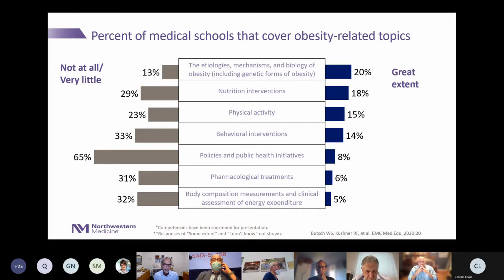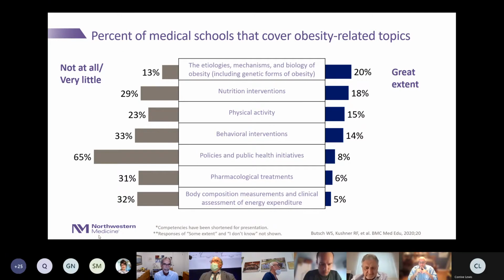What we're looking at are topics that you could teach in medical school, and this is a Likert scale. So everything to the left is not at all or very little on the Likert scale. Everything to the right is to a great extent. And you can scan that yourself to see the different topics you would teach in a medical school. I am struck by how few medical schools really teach to a great extent these topics, and also how some of them don't teach at all or very little.